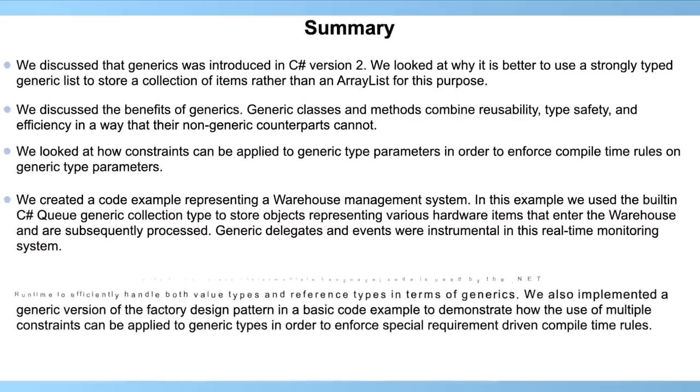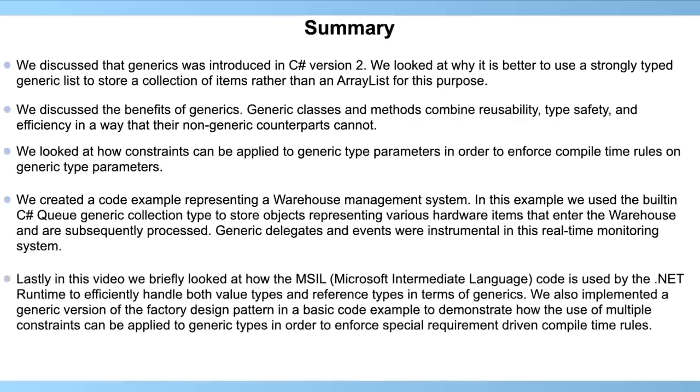Lastly, in this video, we briefly looked at how the MSIL code, or Microsoft Intermediate Language Code, is used by the .NET runtime to efficiently handle both value types and reference types in terms of generics. We also implemented a generic version of the factory design pattern in a basic code example to demonstrate how the use of multiple constraints can be applied to generic types in order to enforce special, requirement-driven compile time rules.